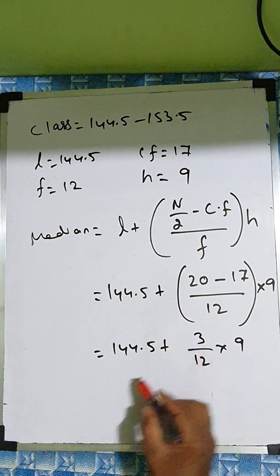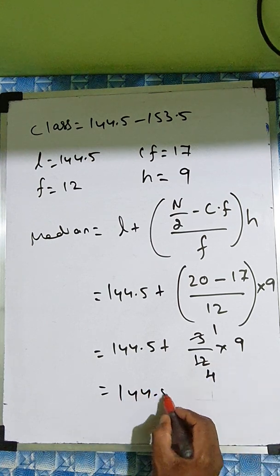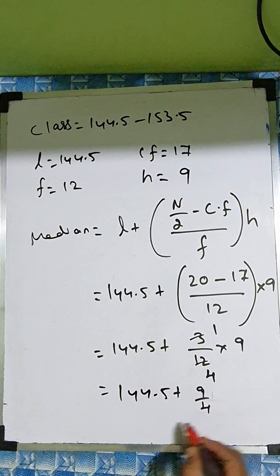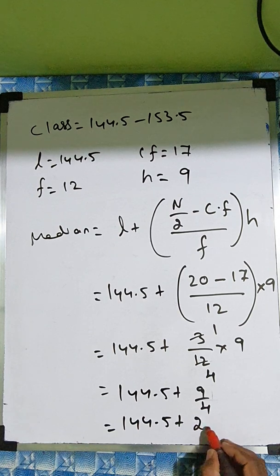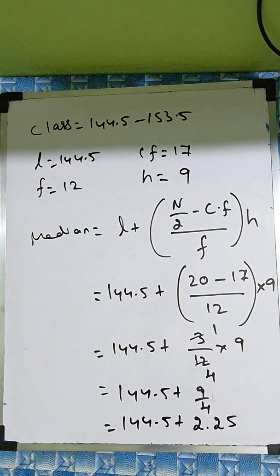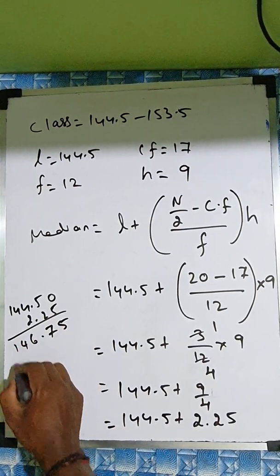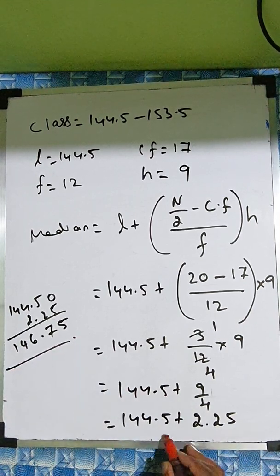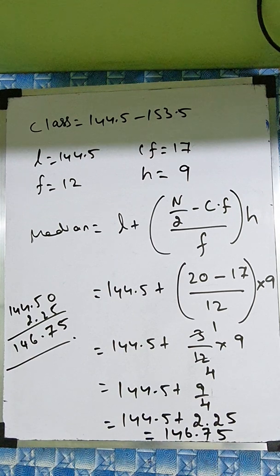So 3 ones are 3, 3 fours are 12, so it becomes 9 by 4. We divide 9 by 4: 4 twos are 8, remainder 1, then 10, 4 twos are 8, remainder 2, so 5. That gives 2.25. We add these two numbers to get the answer. So the answer is 146.75. So the median length of the leaves is 146.75. Write it like that.